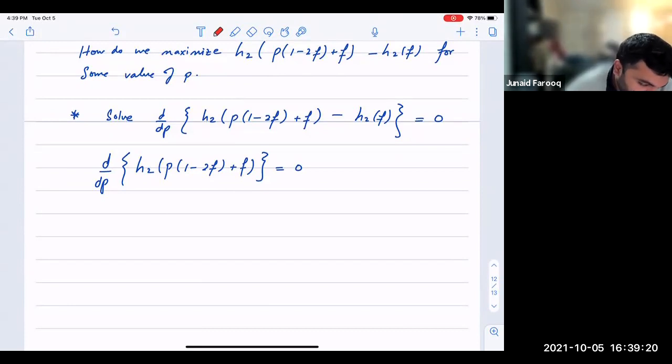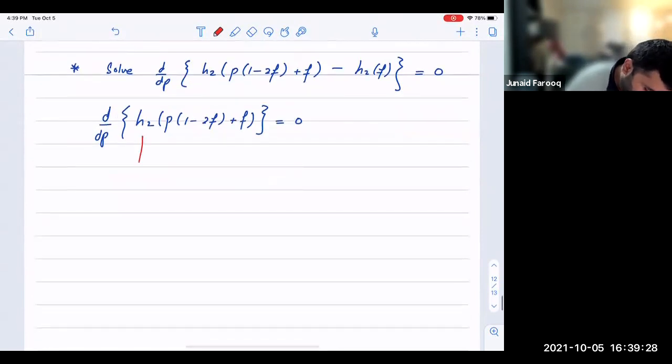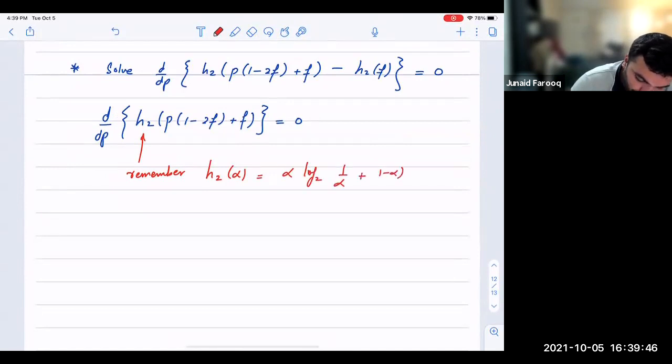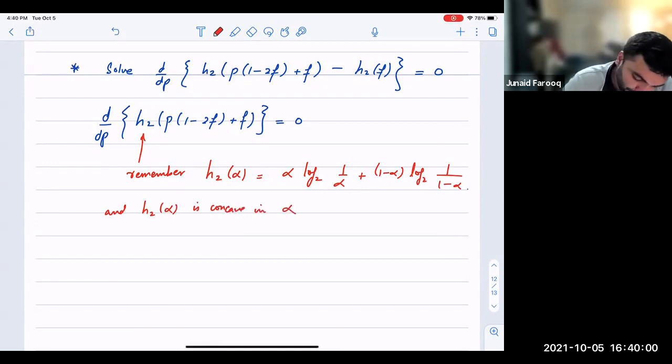But in this case, fortunately, you're in a situation where the function itself is concave in the argument. So remember, H2 of anything, right? H2 of a number, H2 of alpha, is just alpha log 2 1 over alpha plus (1 minus alpha) log 2 1 over (1 minus alpha), right? And H2 of alpha is concave in alpha. The reason it's concave is because it looks like this, right?